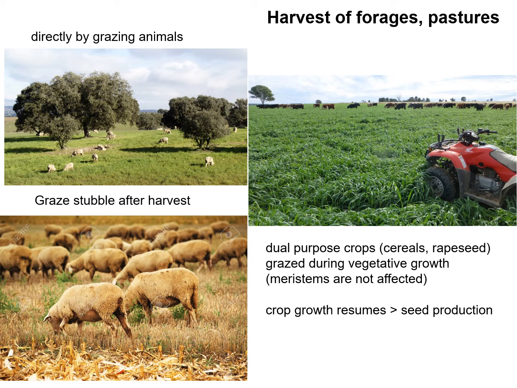For forages and pastures, we can harvest the crop directly by grazing animals in the field, like in this picture, the upper left, or we can also graze the stubble, the plant residues, after harvest. We see here sheep feeding on wheat stubble. In some crops, the so-called dual-purpose crops, which are some cereals and some rapeseed cultivars, we can allow grazing by cattle during vegetative growth, as the meristems are not affected. Later, the crop growth can resume, and we will also be able to produce seeds.